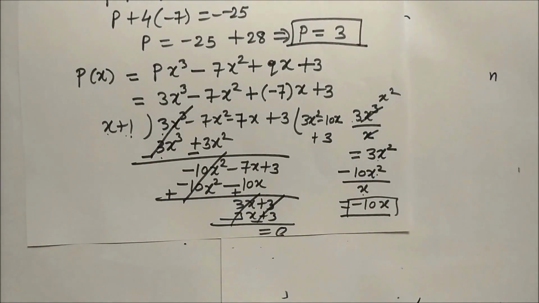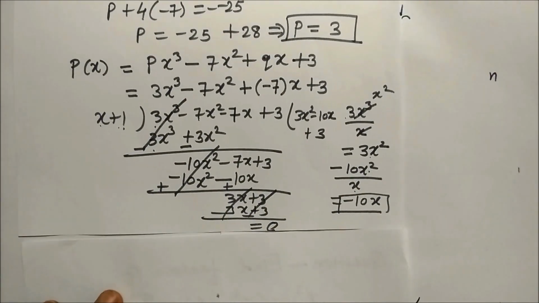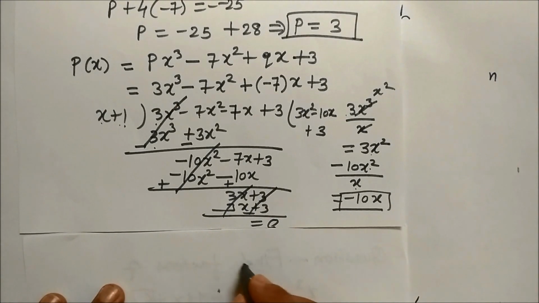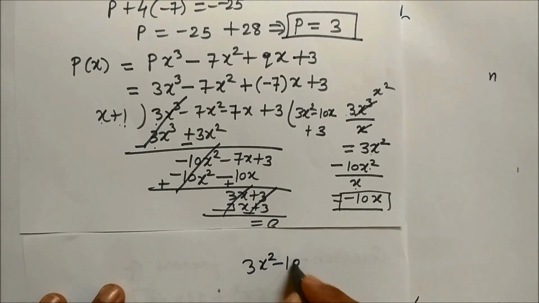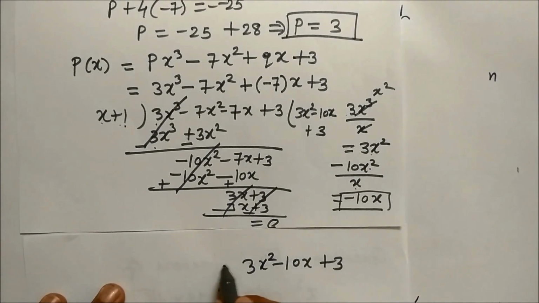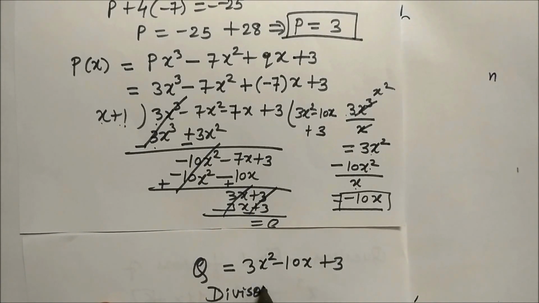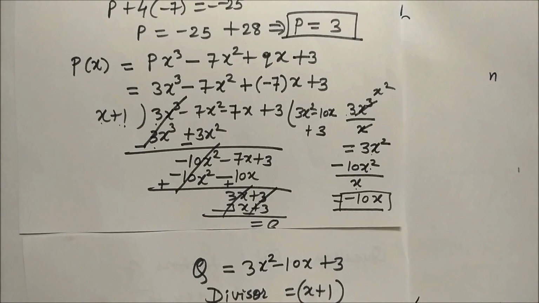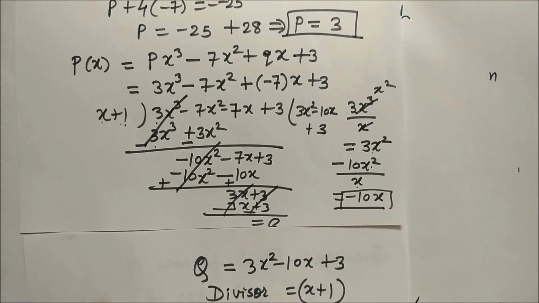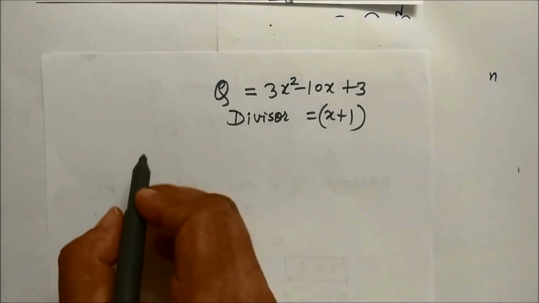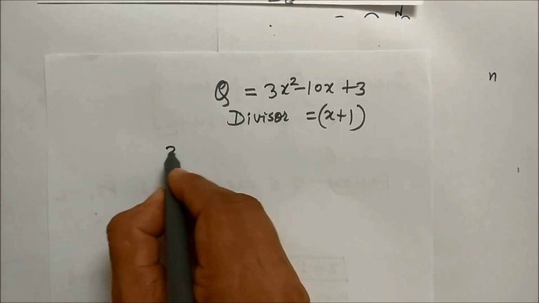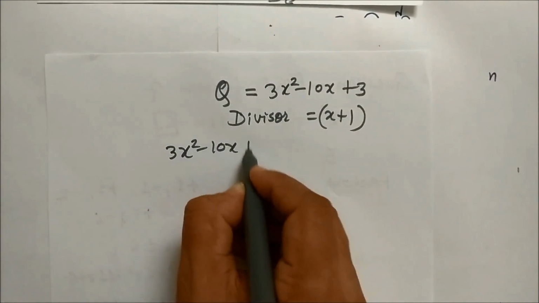So we have here (3x square minus 10x plus 3) as a quotient, and divisor is here x plus 1. So one factor is here x plus 1. We have to find other factors of the given polynomial. For finding this, we will find factors of 3x square minus 10x plus 3.